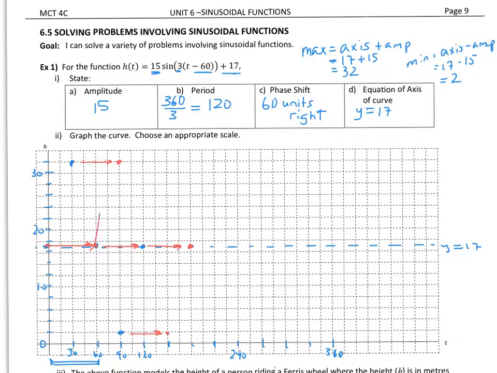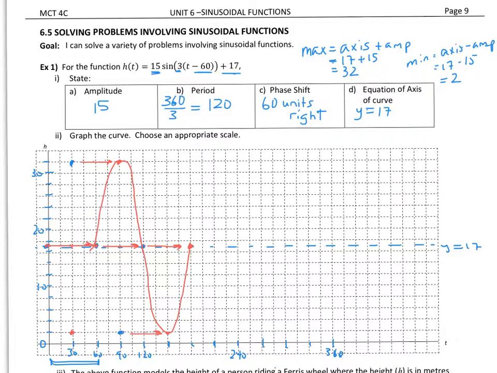Let's try that one. Trying to draw this in without too much difficulty. There we go. So there's one cycle. And then I can just extend that back 4 blocks. 1, 2, 3, 4. I should be down at the min.